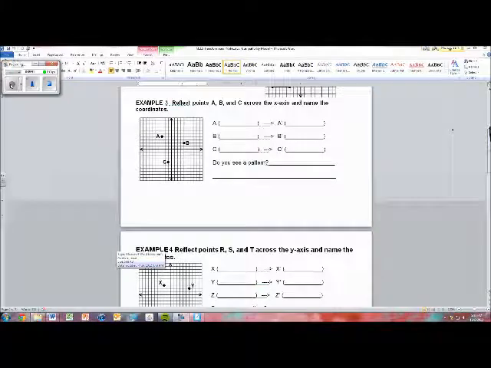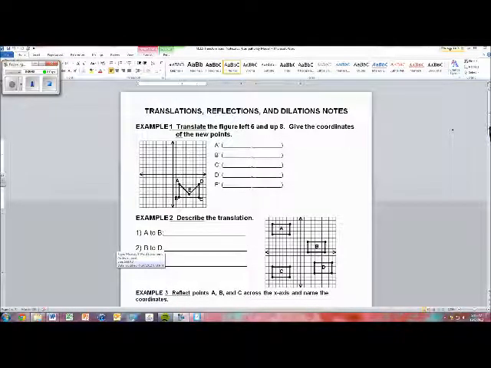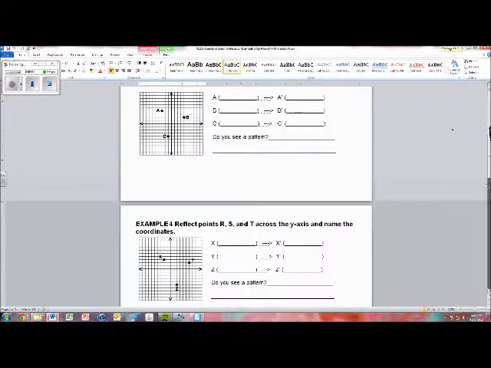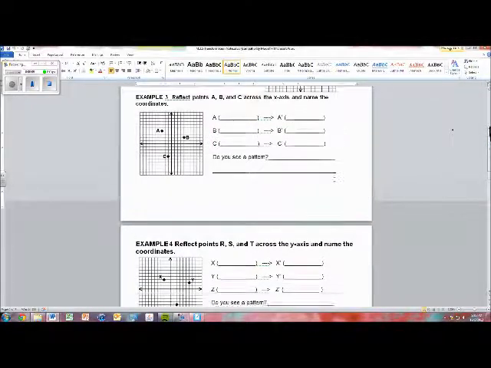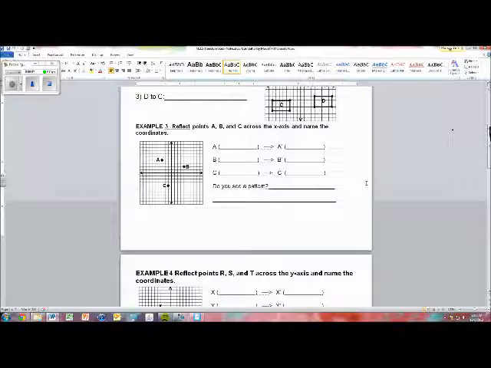For examples 3 and 4, we are going to be talking about how to reflect across different axes, the x-axis and the y-axis. Sorry, I keep losing my place here. So, for example 3, we're going to reflect each of these points across the x-axis.